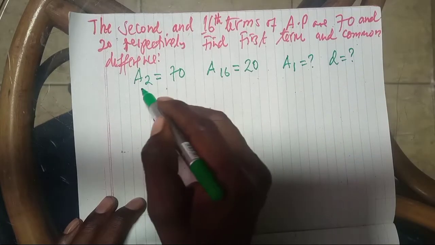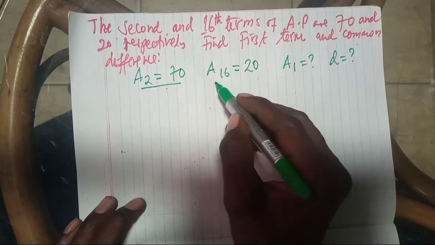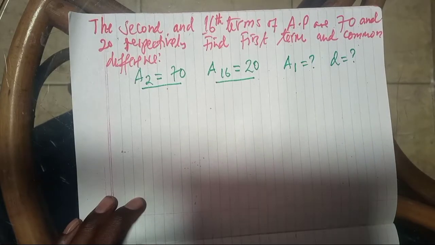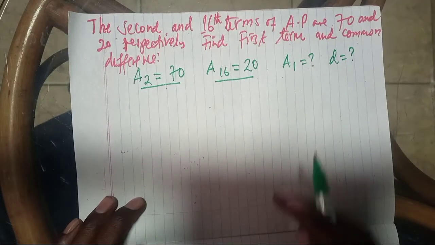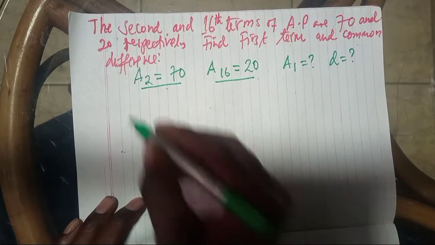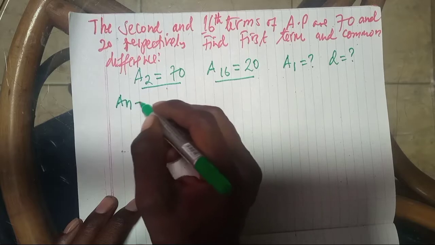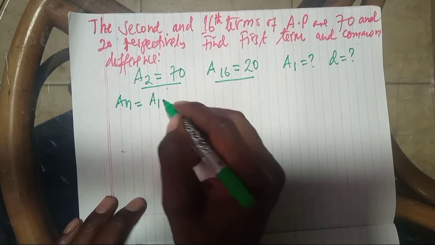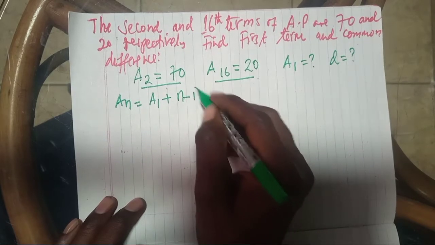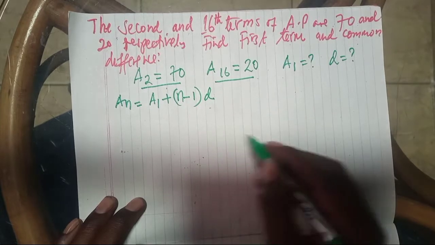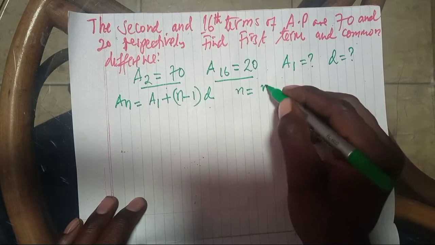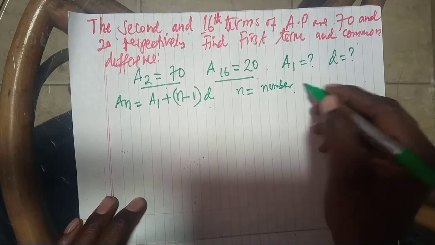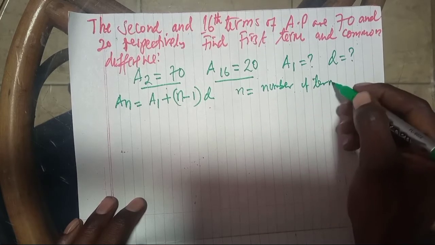Now we have this one and we have this one. From the formula, this is an arithmetic progression. According to arithmetic progression, the nth term is equal to A1 plus (n minus 1) times D, where n is the number of terms.